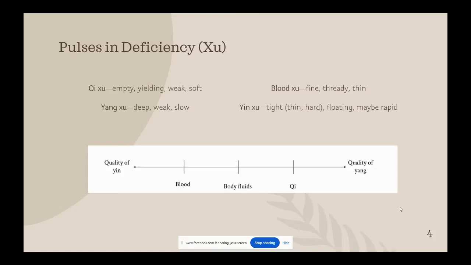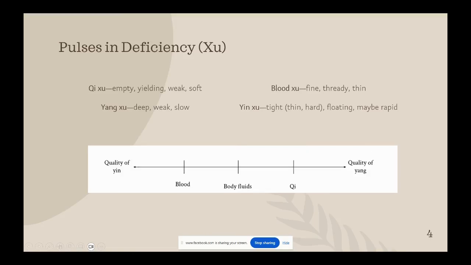And so we can think of the yang and the yin deficiency as more extreme forms of qi and blood deficiency, respectively. Right? So remembering that spectrum, blood deficiency is kind of like a milder form of yin deficiency, and qi deficiency more of a milder form of yang deficiency, and vice versa.